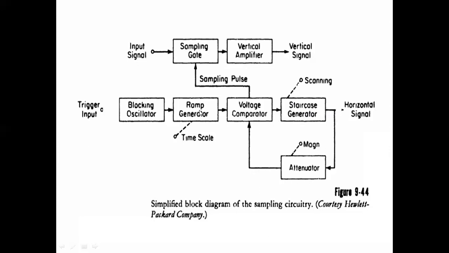Again, the ramp signal is generated, and again these two signals are compared. When the ramp generator signal voltage and the staircase generator voltage are equal, again it produces a sampling pulse, and then the next staircase signal. Like that it continues. I will show you.